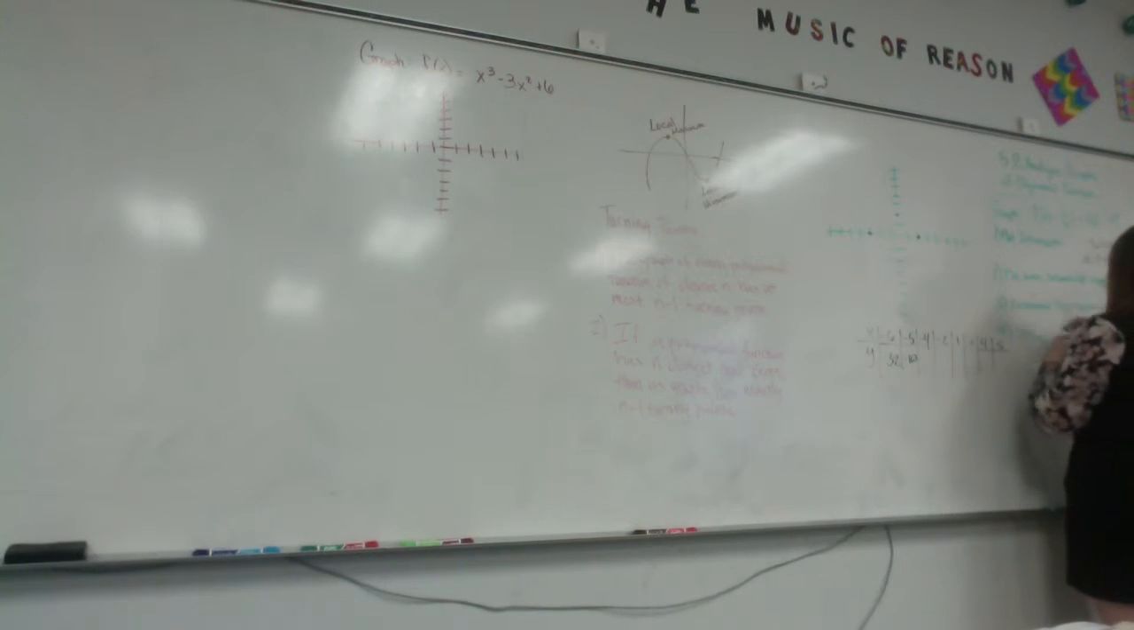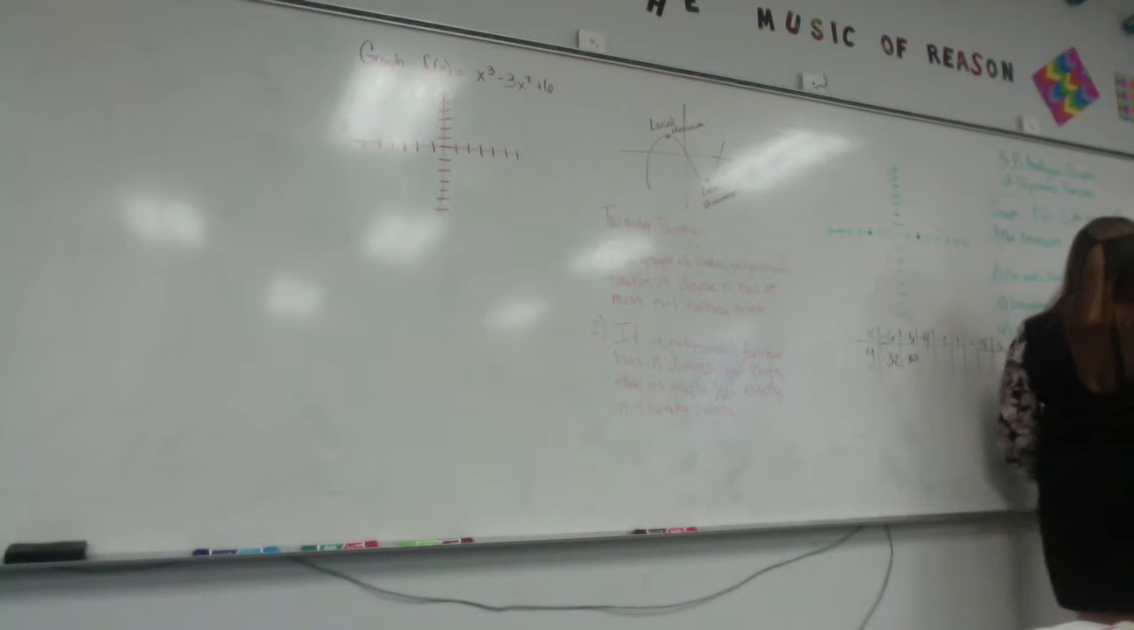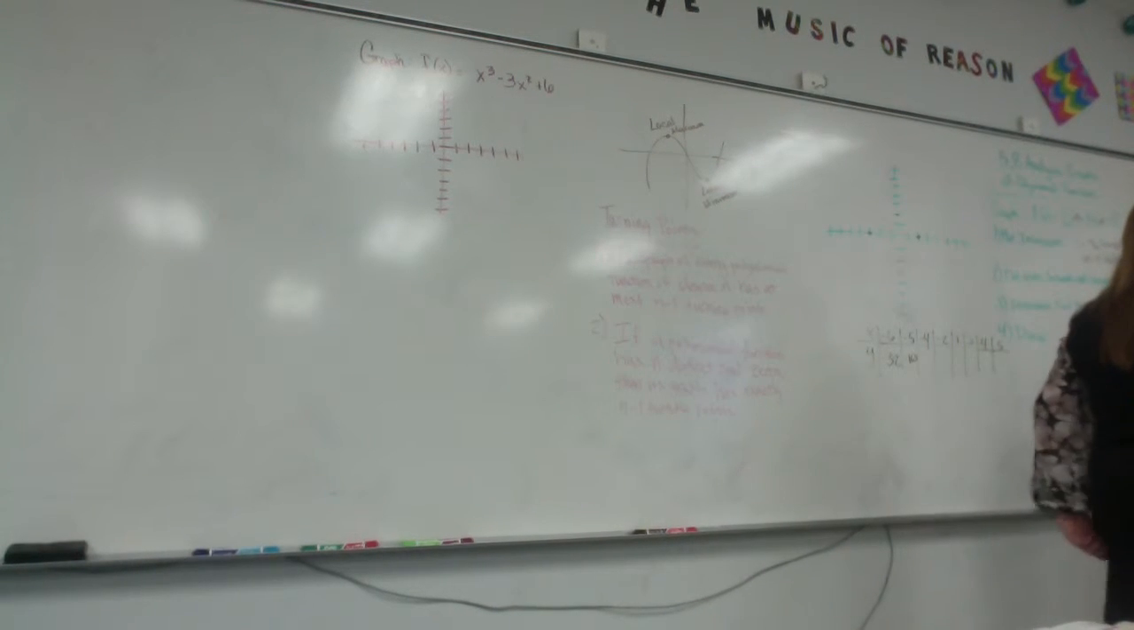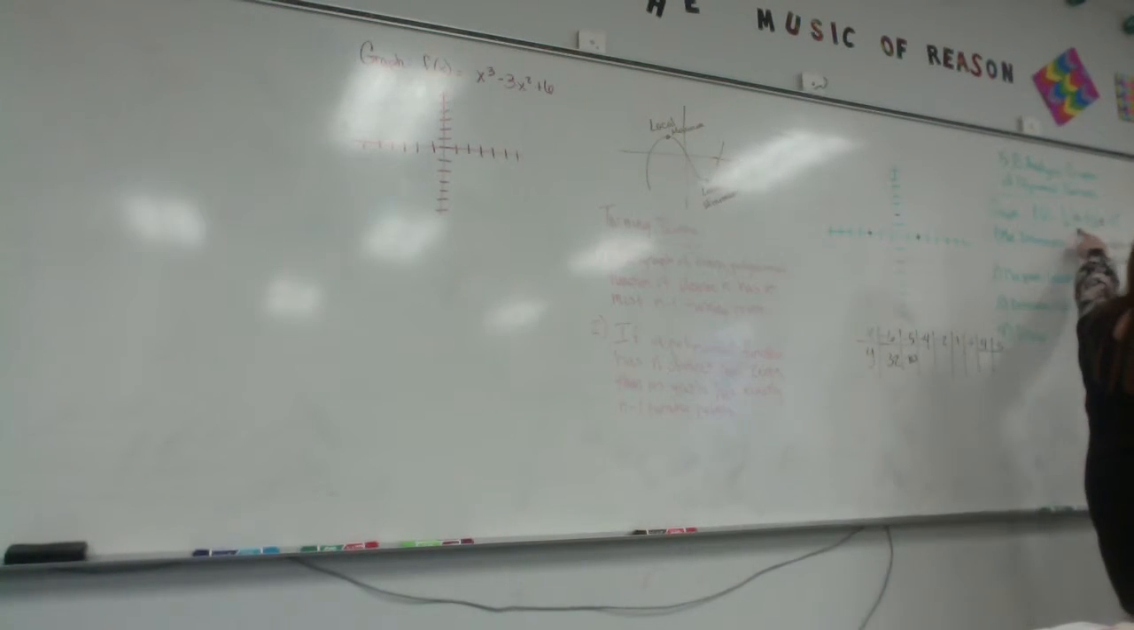Now let's look at negative 4. Can we use decimals on here? You can use decimals. Negative 4 minus 2 is negative 6. What's negative 6 squared? 36. And then I have times negative 1, so I get negative 36, because negative 4 plus 3 is negative 1.